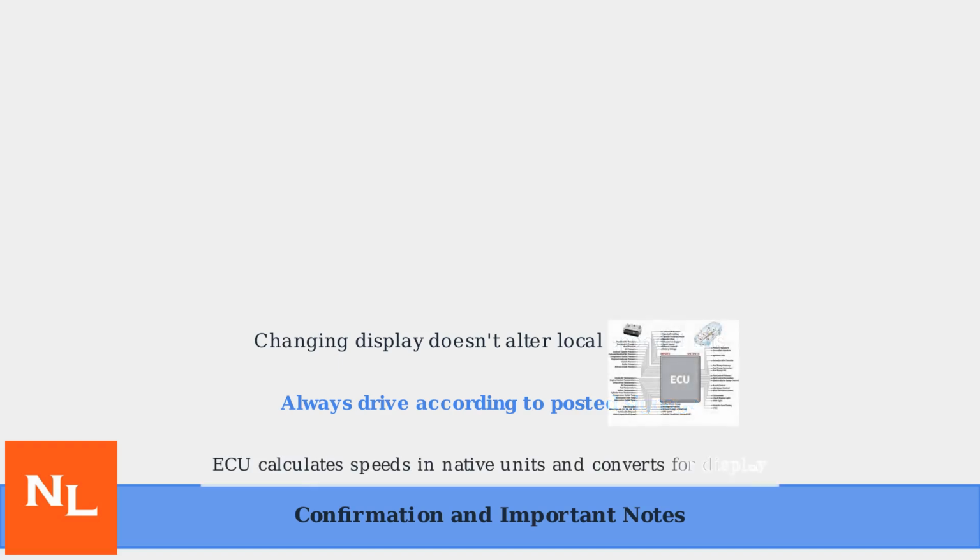Also note that the engine control unit calculates vehicle speeds in native units, typically the units the vehicle was manufactured for, and then converts them for display on your dashboard. This ensures accurate speed calculations while allowing flexible unit presentation.